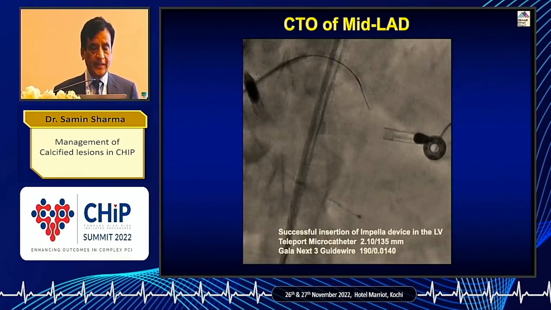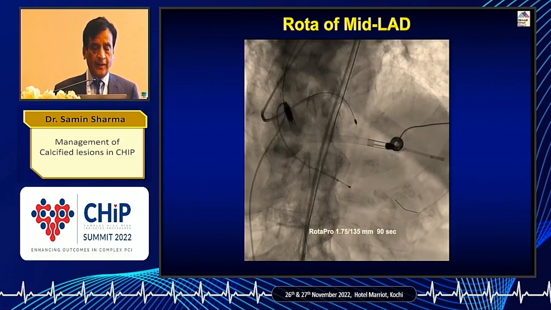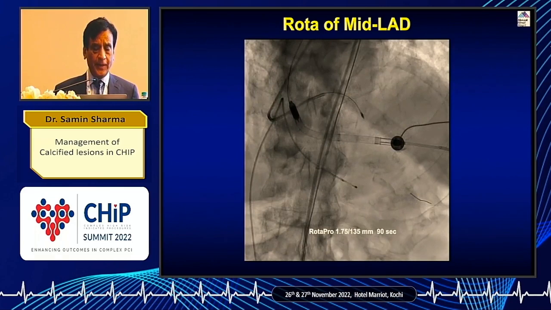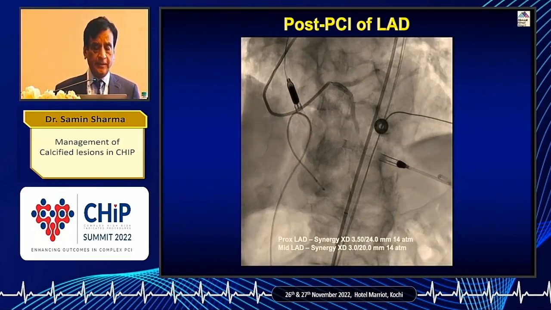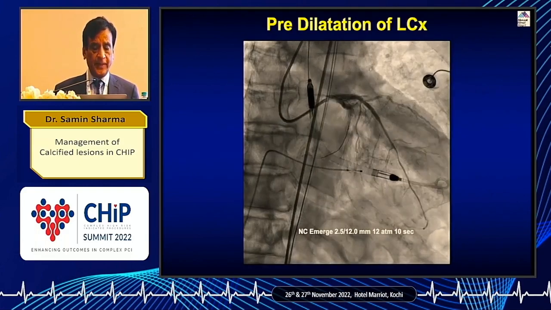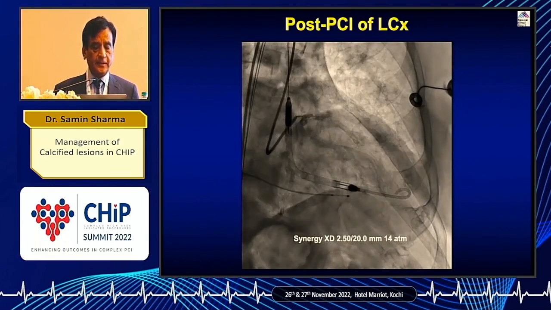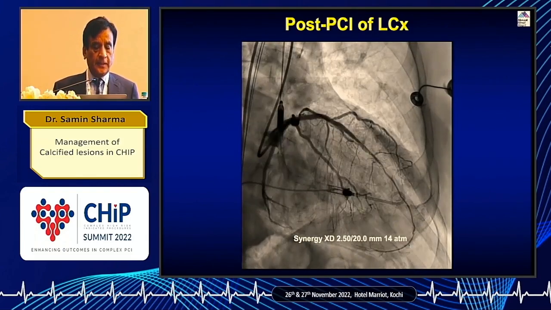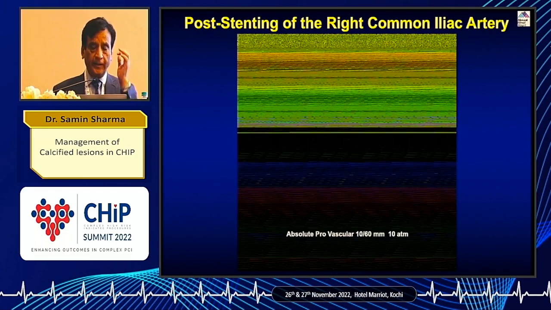So an 18 millimeter balloon, then we crossed with the microcatheter with the Gaia 3 wire, 1.75 burr, because of the large vessel, as you can see here. Now we come to stenting, and then the Synergy stents were placed, and now the circumflex, dilated each branch, and they stented the circumflex artery. Then peripheral, PTA stent of the right common. So these are the CHIP type of patients where you have to do all. And of course the Impella was removed with the pre-close, and the patient did fine subsequently.